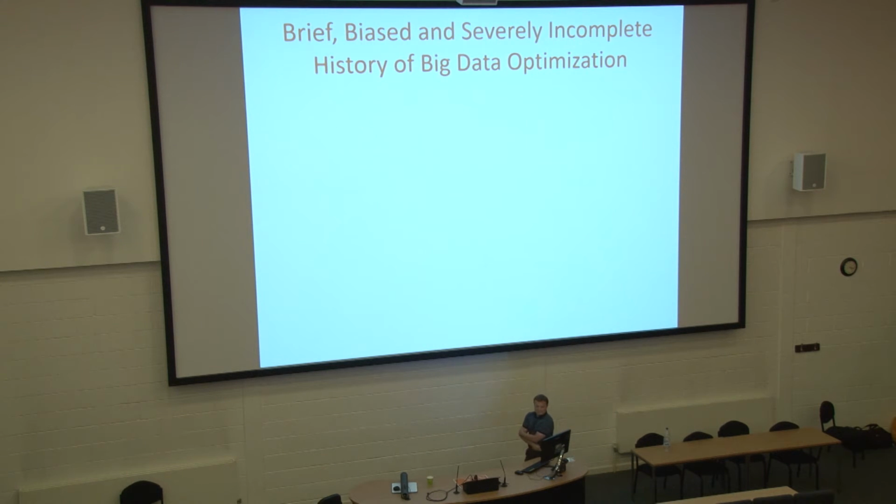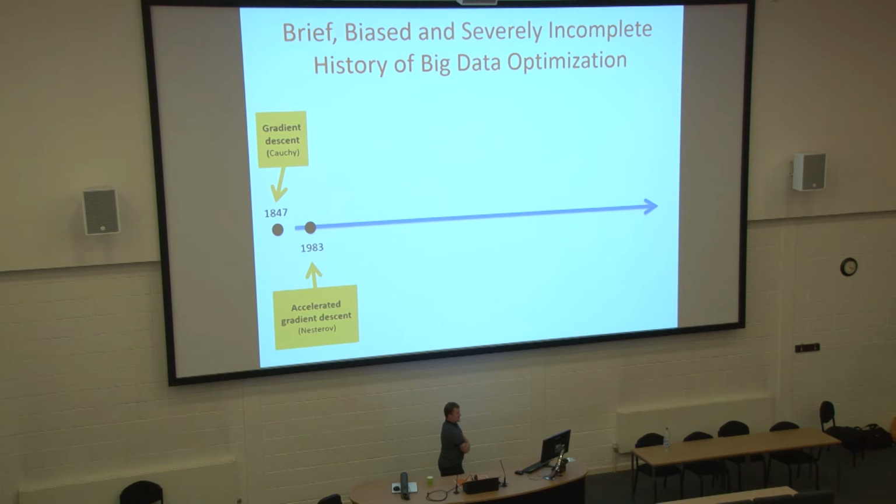All right, so here is a brief, biased, and severely incomplete history of big data optimization. So Cauchy discovered gradient descent. Then Nesterov discovered accelerated gradient descent. And I jumped over several centuries.